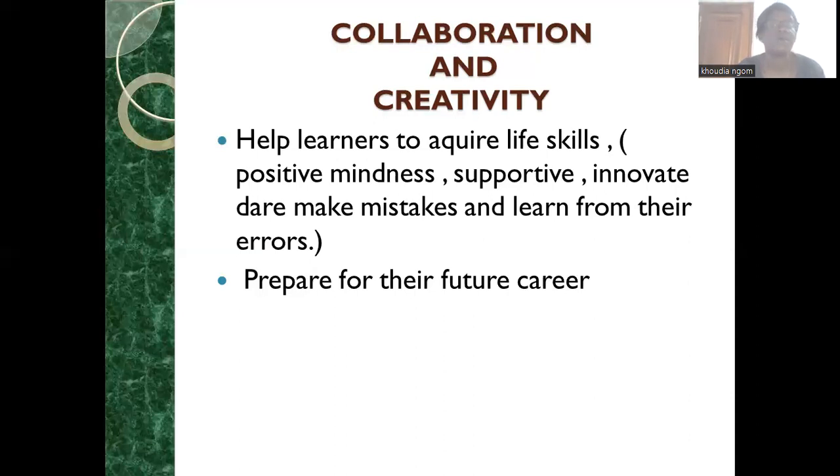And when they innovate, if they do it in a group, they build other skills like being supportive, being open-minded, accepting sometimes to lose, and praising the other's work. All these skills, which are life skills, can help our students really be good citizens for tomorrow and prepare for their future life.